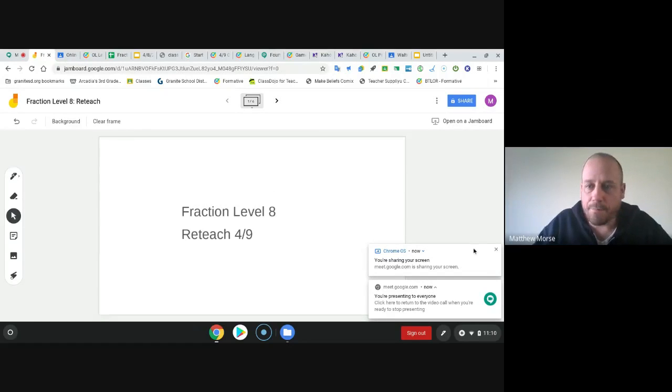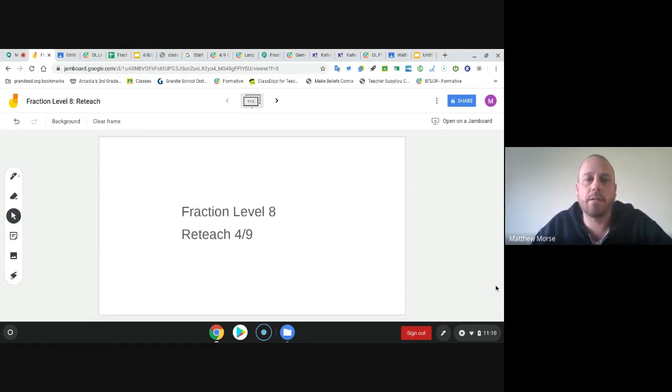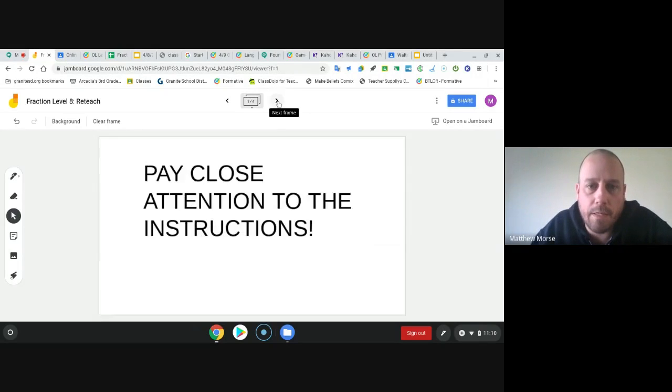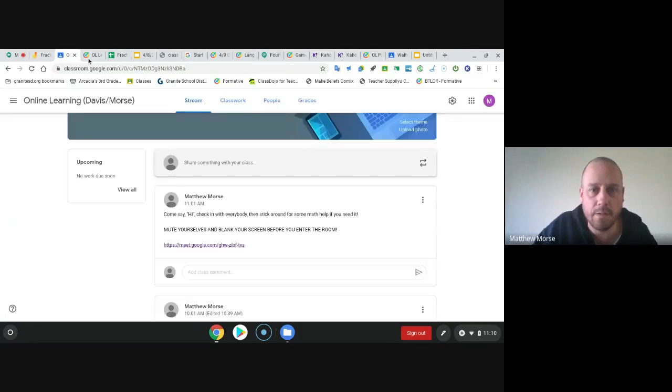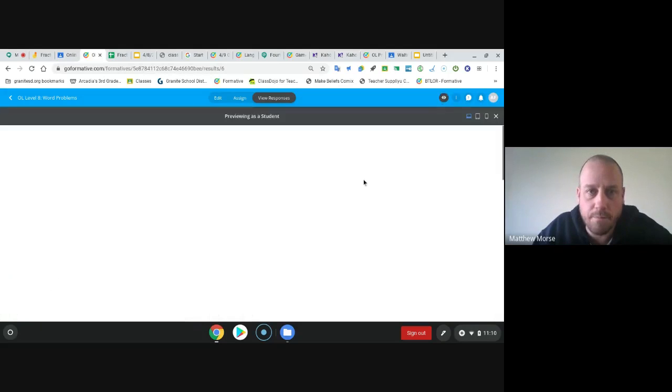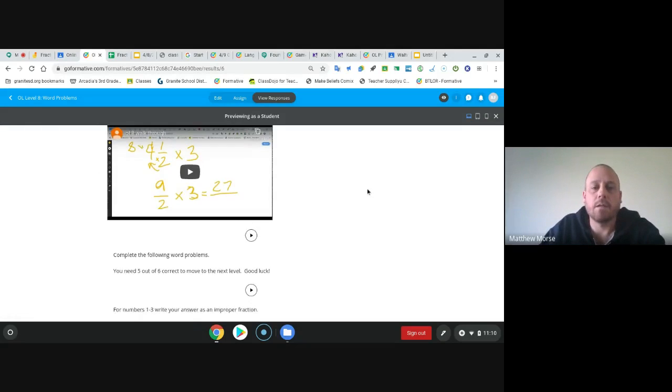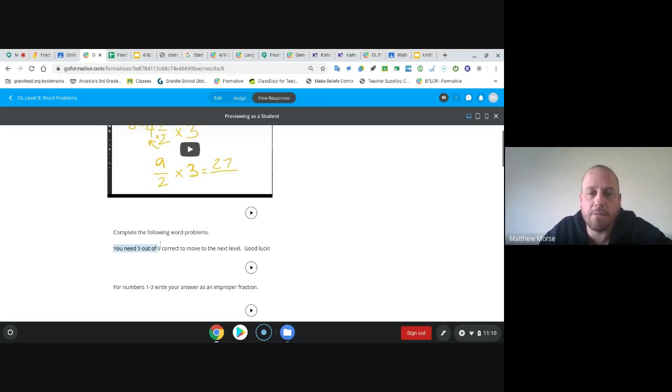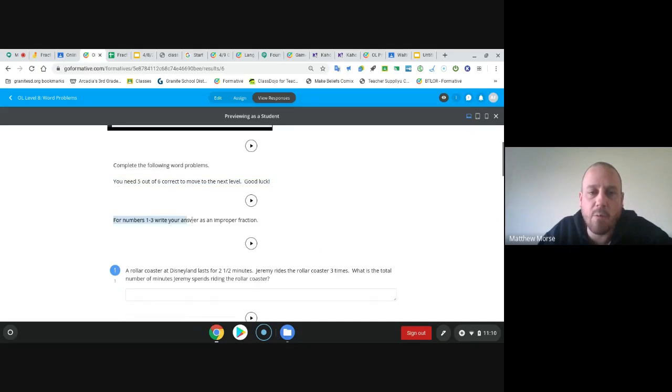All right. This is to help with fraction level 8. Okay. First thing I want to show you, you got to pay really close attention to these instructions. You got to get 5 out of 6 to master this level. For questions 1 through 3, you just write it as an improper fraction.